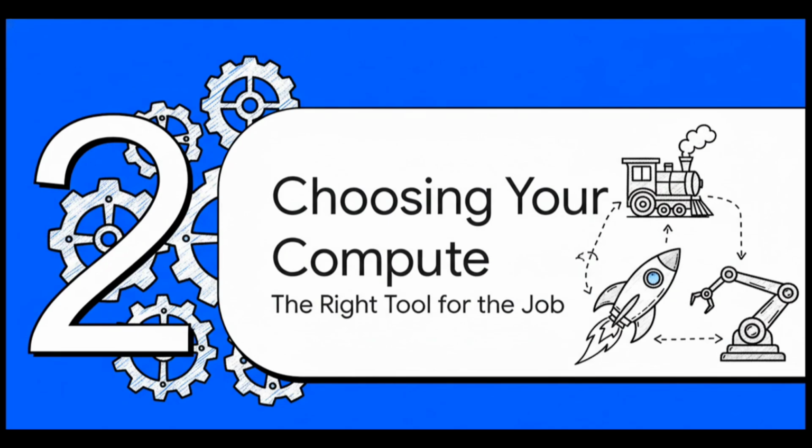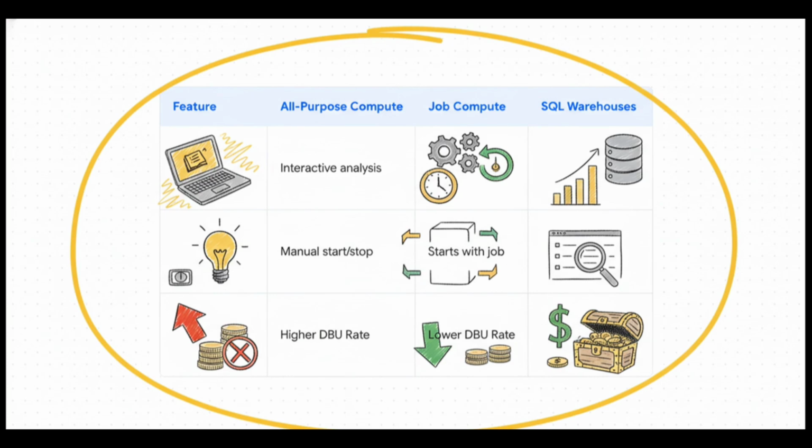All right, so now that we've got the basic structure down, let's look at the different types of engines Databricks actually offers. Because this is not a one-size-fits-all deal. Picking the right compute for the job is really your first big step toward getting those costs optimized. And this slide pretty much lays out the golden rule. If you're doing interactive work, like messing around in a notebook, you use all-purpose compute. For your scheduled, automated pipelines, you use job compute. And for your BI dashboards and SQL queries, you use SQL warehouses.